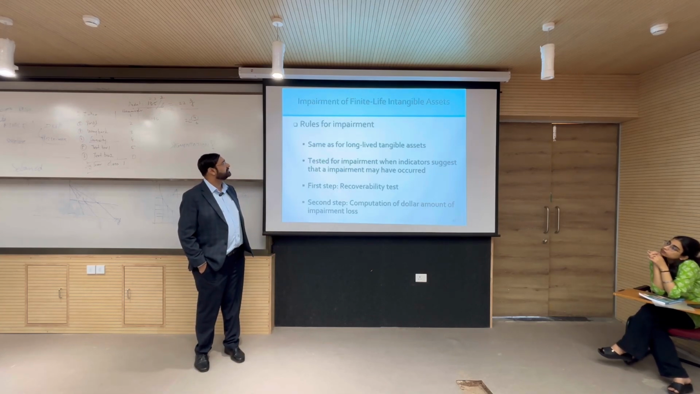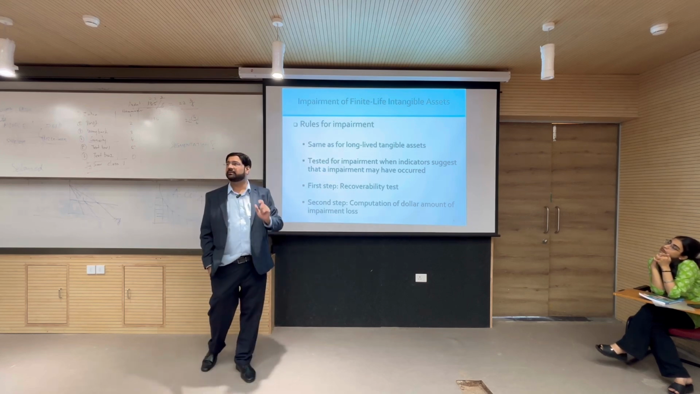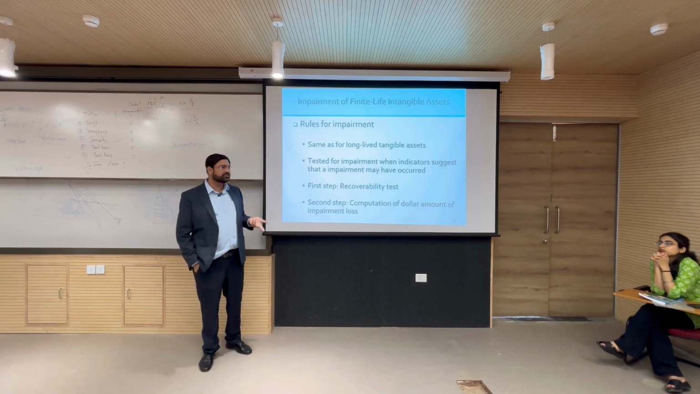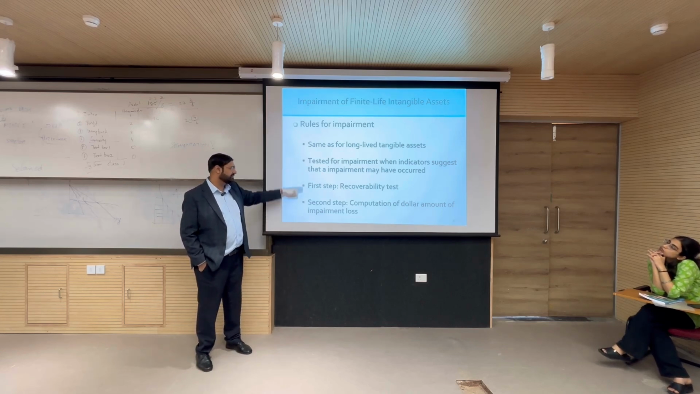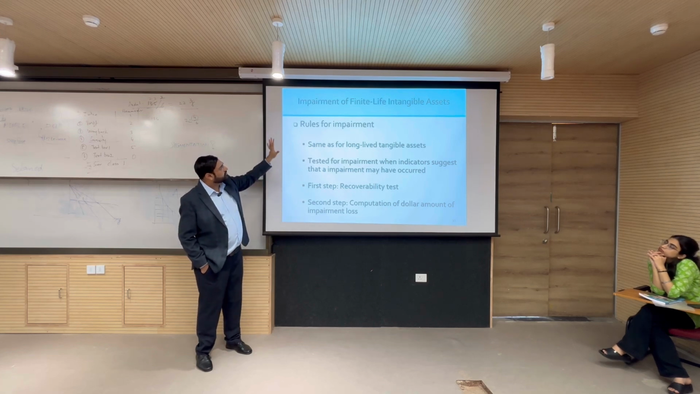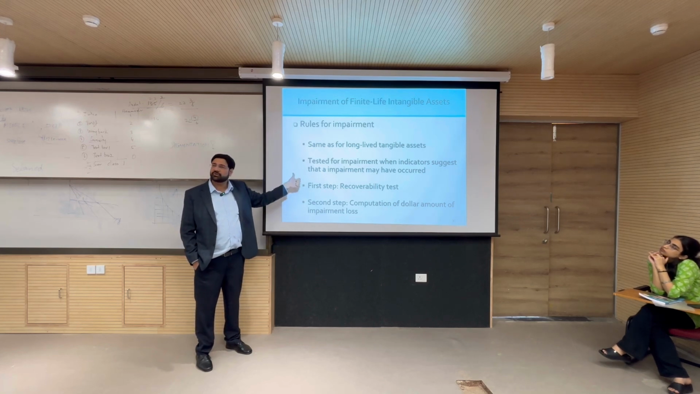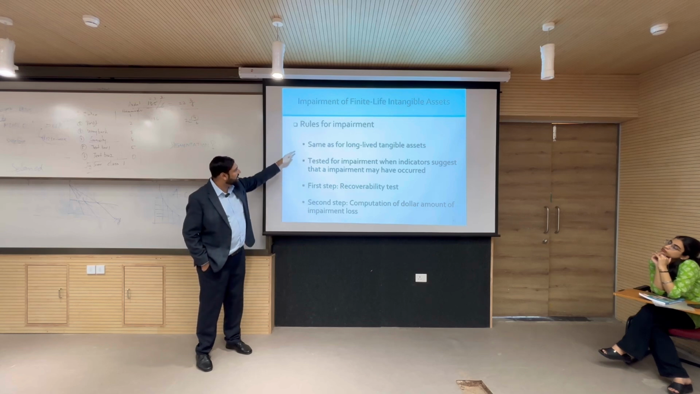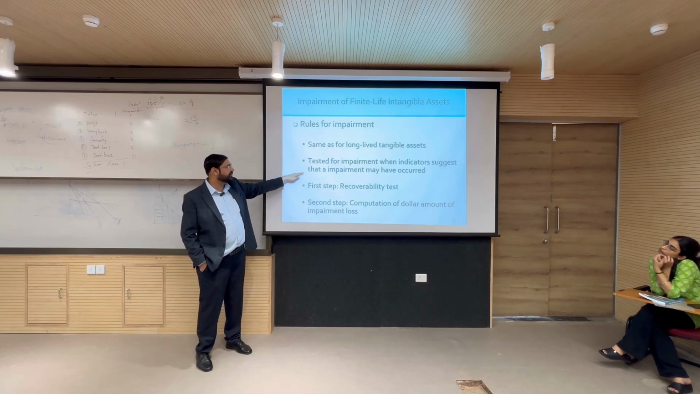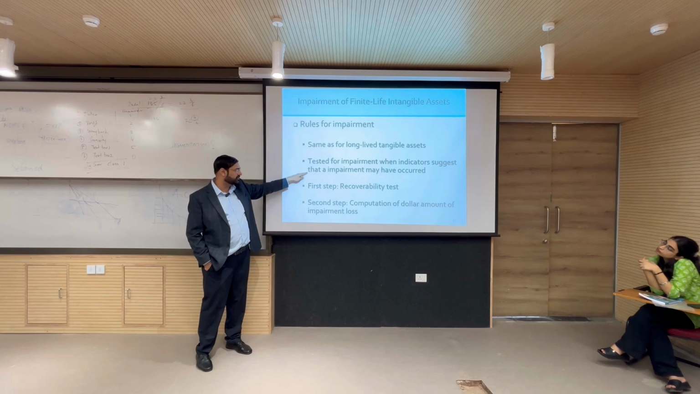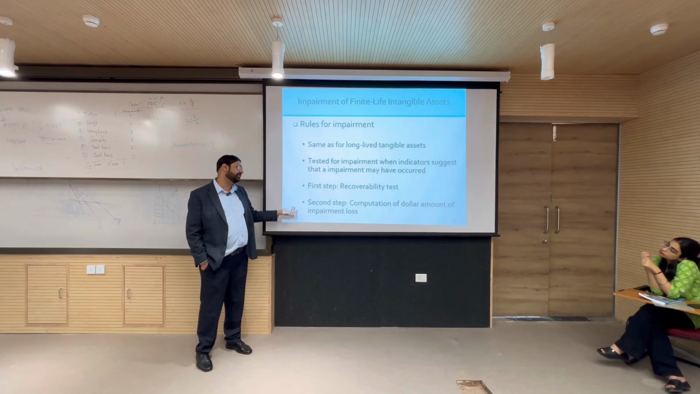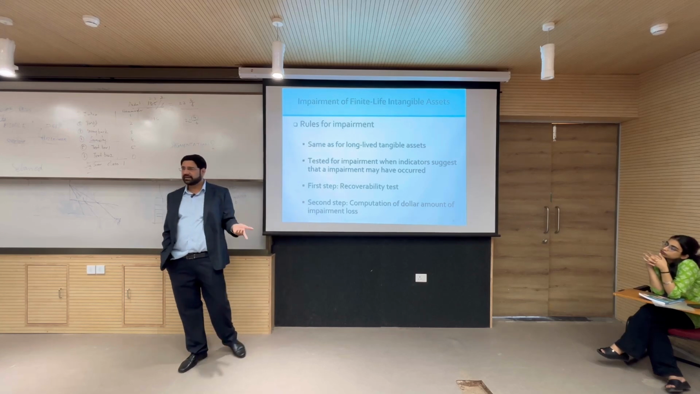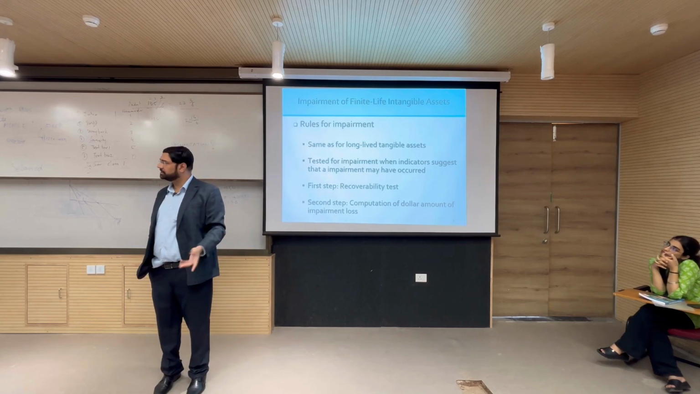Rules for impairment are the same. The rules for impairment, how many slides ahead, 87. Okay, we are fine because there are 92 slides. Rules for finite life intangible assets, whatever we just saw in US GAAP, the same rules apply for impairment. Tested for impairment when indicators suggest that impairment may have occurred. First step is the recoverability test, the one that we saw, and second is the computation of loss, right. It is exactly the same process, so there is no need to repeat. Next.